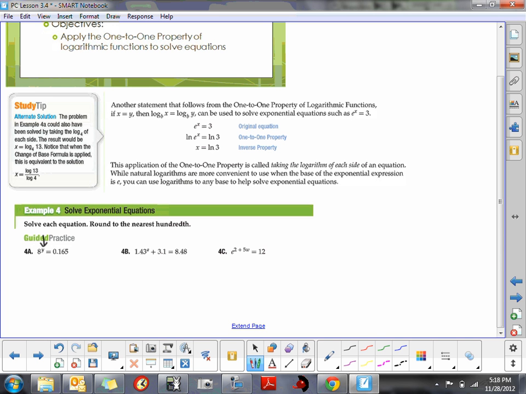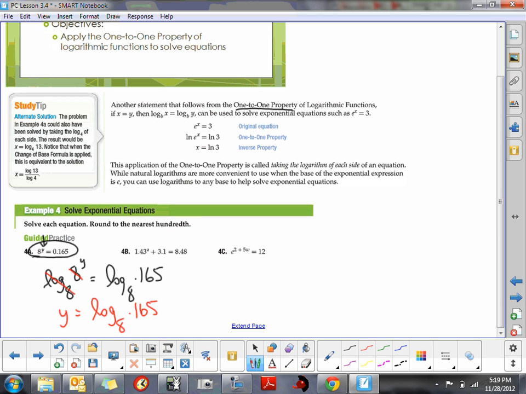There are different strategies here. I'm going to apply the first one here. I could undo an exponential of base 8 by using the log of base 8 of 8 to the y equals the log of base 8 of 0.165, and this is relating back to the one-to-one property that we had before. If this expression is equal, then the log base 8 of each of them has to be equal as well. The reason the choice of log base 8 is good is because log base 8 of 8 will undo each other. They are inverses, so they cancel out.